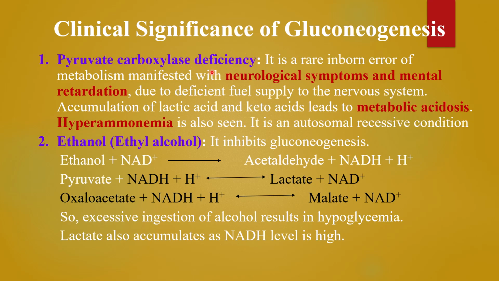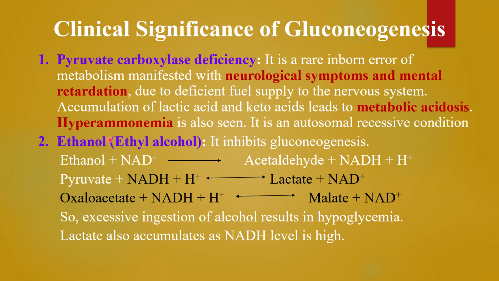So what is the clinical significance of gluconeogenesis? The enzyme pyruvate carboxylase: if there is deficiency of this enzyme, it is a rare inborn error of metabolism, manifested with neurological symptoms and mental retardation due to the deficient fuel supply to the nervous system, and accumulation of lactic acid and keto acids leads to metabolic acidosis. Then hyperammonemia is also seen, and it is an autosomal recessive condition.